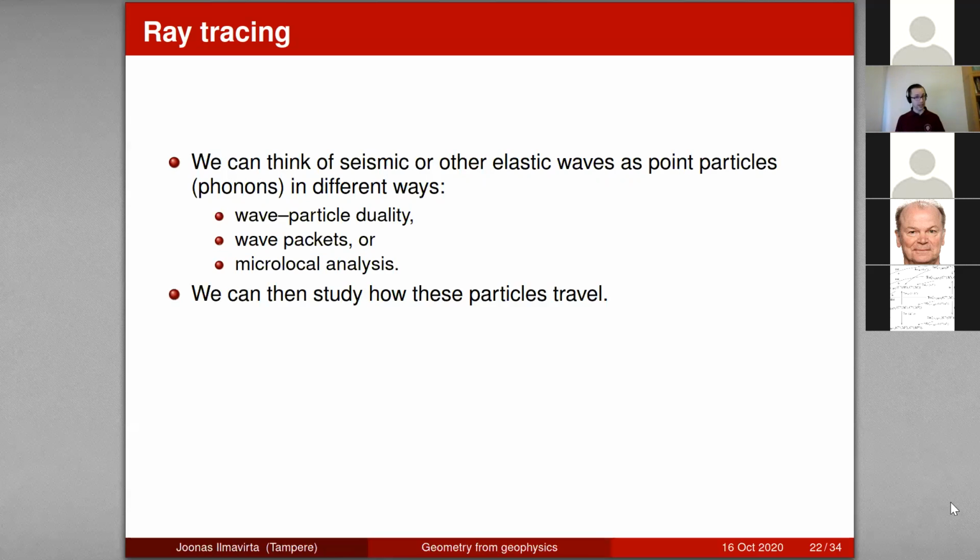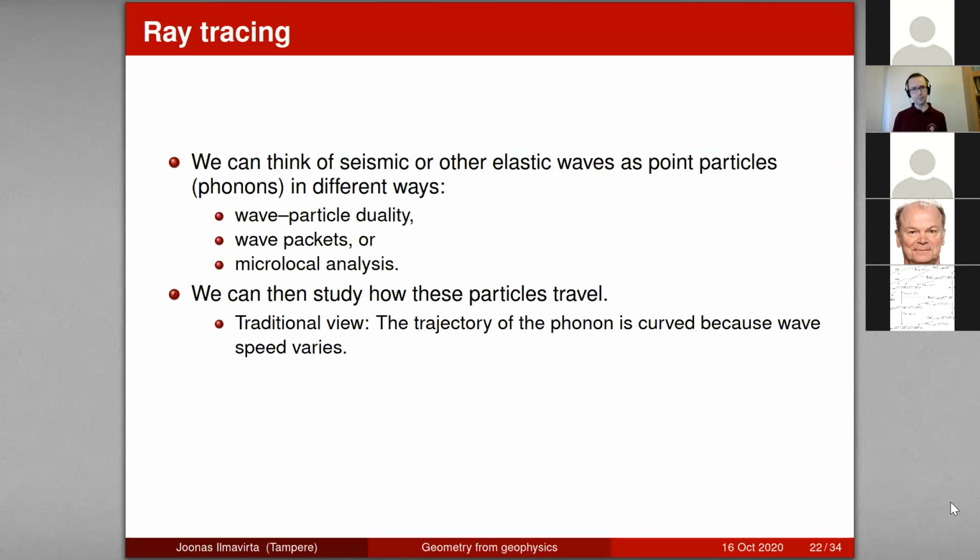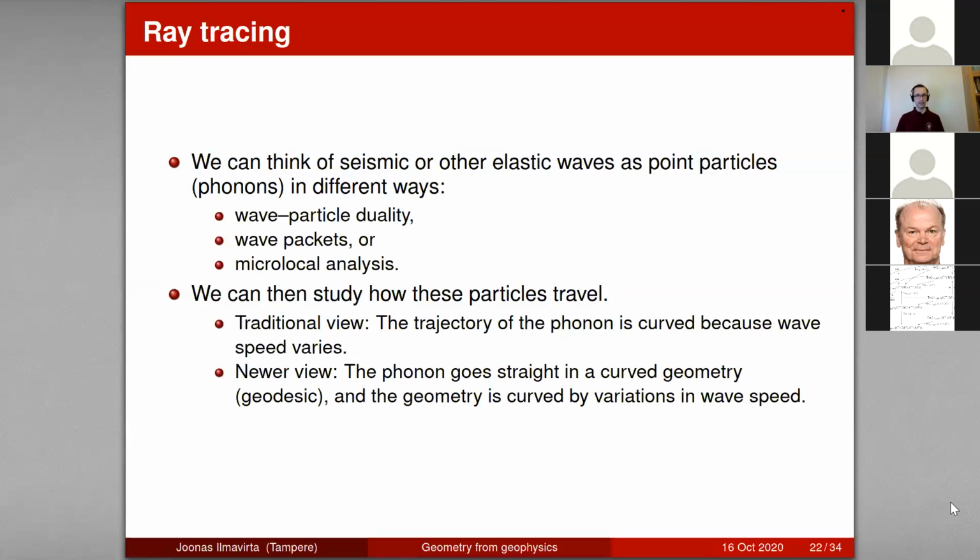Okay, now once we have these particles, the question is, what do they do? So how do they travel? And now comparing back to the gravitational thing, the traditional view is that the trajectory of the phonon is not straight, but it is curved because the wave speed varies. And the new view that I want to promote here is that the phonon goes straight in a curved geometry, so it goes along a geodesic, and the geometry is curved by variations in wave speed.